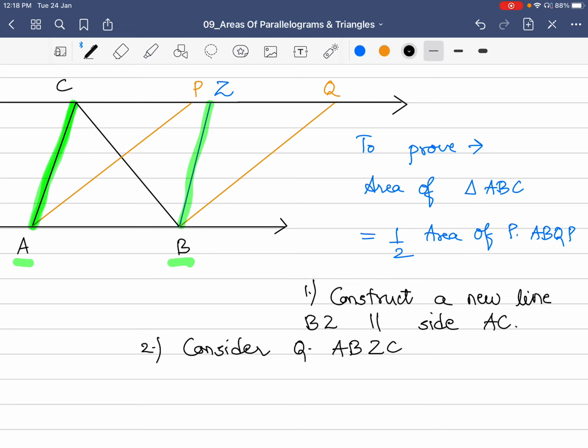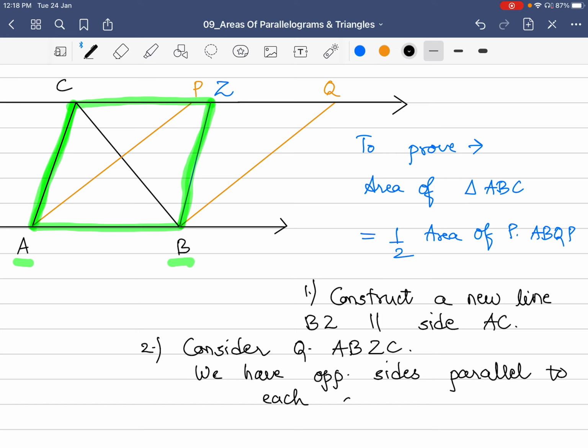Okay, I'm going to use a highlighter to highlight it. So AB, and this is Z and this is C. Consider this quadrilateral ABZC. In this quadrilateral, we have opposite sides parallel to each other. Yes, that's true. Why? Because AB is parallel to CZ. That's how we started our proof.